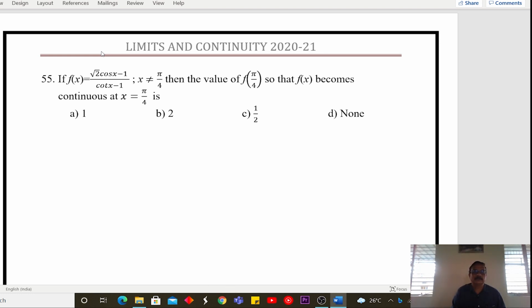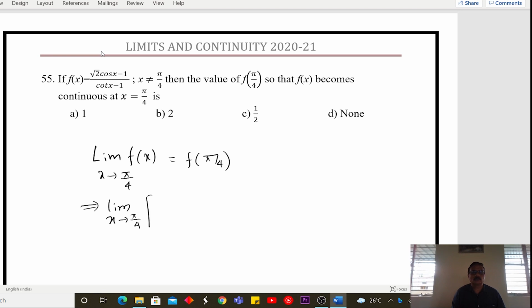Now here, the limit of f of x as x tends to pi by 4 is equal to f of pi by 4. The definition of continuity implies the limit of f of x, that is root 2 cos x minus 1 divided by cot x minus 1, is equal to f of pi by 4.